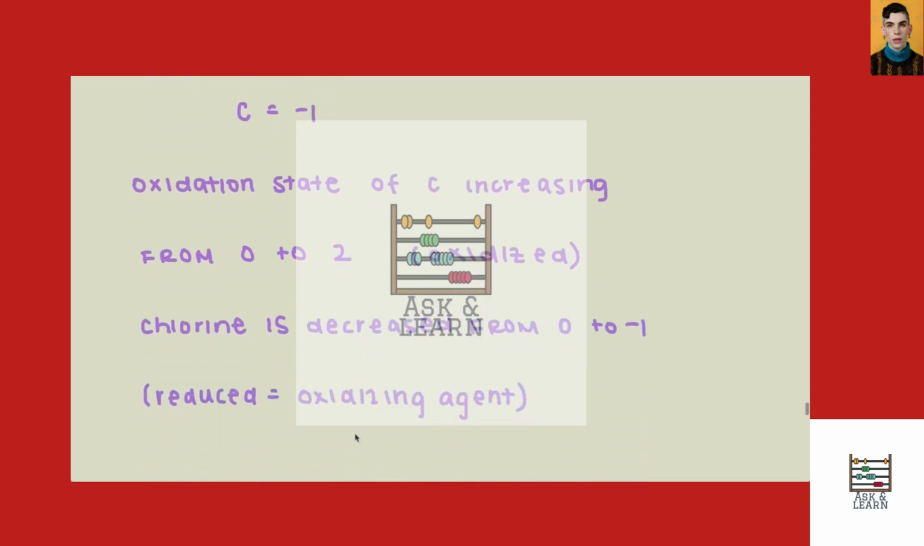And chlorine, what we see, chlorine's oxidation state decreases from being 0 on the reactant side to -1 on the product side. So chlorine is being reduced, which means it is an oxidizing agent. It's causing the oxidation of carbon.